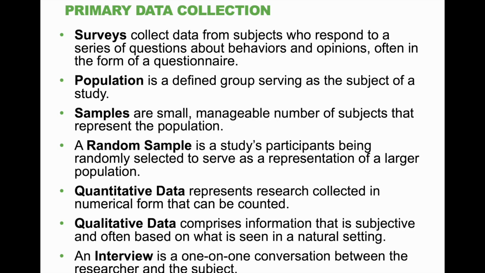Primary data collection. Surveys collect data from subjects who respond to a series of questions about behaviors and opinions, often in the form of a questionnaire. Population is a defined group serving as the subject of a study. Samples are a small, manageable number of subjects that represent the population. A random sample is a study's participants being randomly selected to serve as a representation of a larger population.